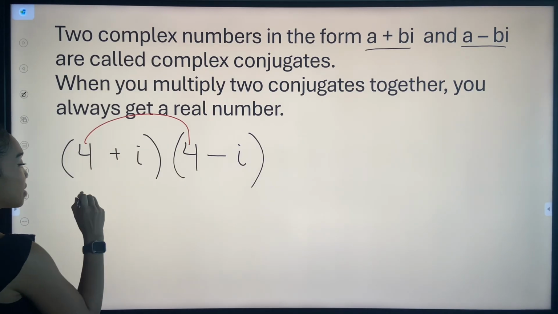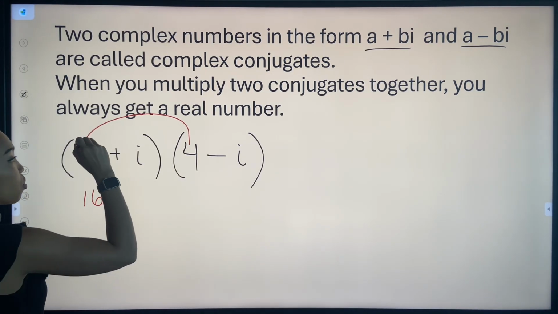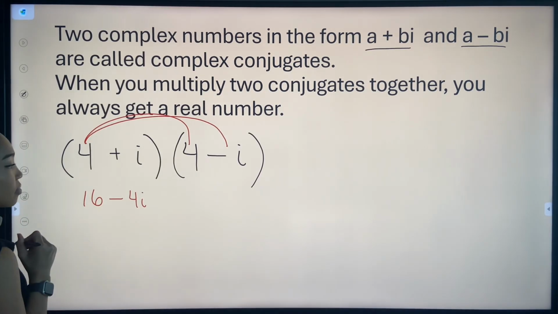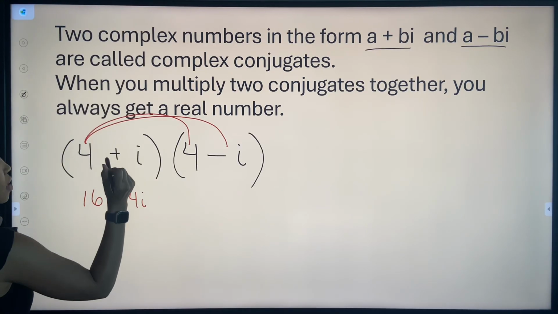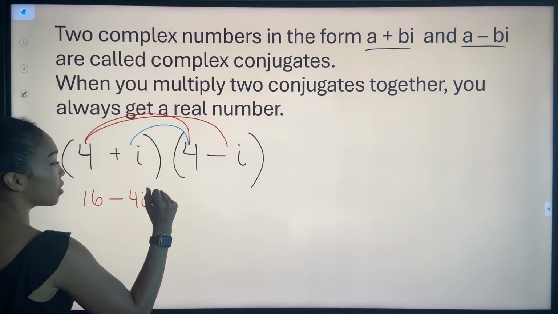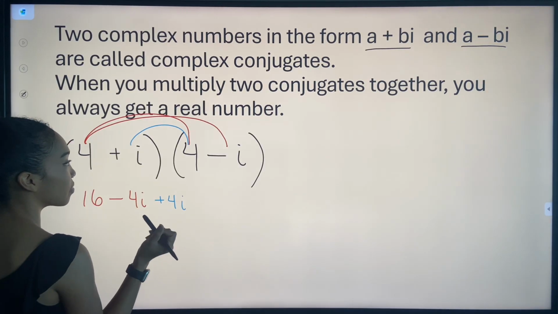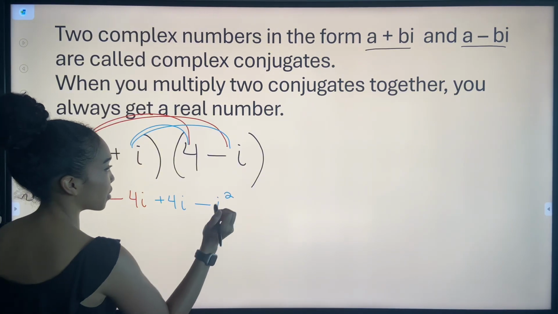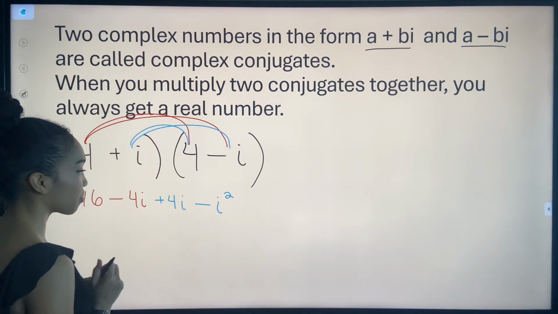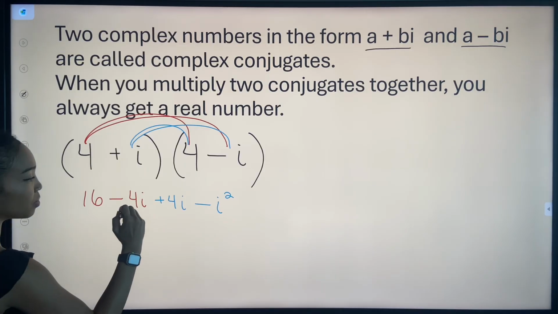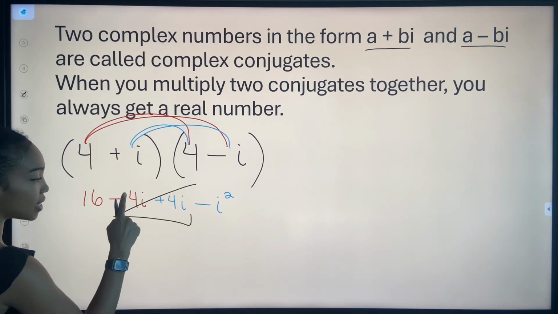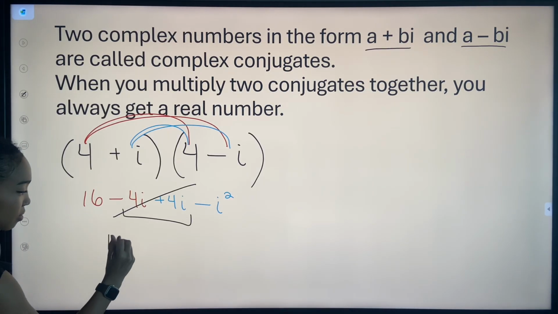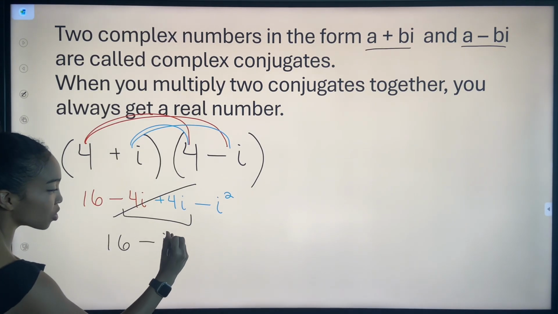4 times 4 is 16. 4 times a negative i is negative 4i. i times 4 is a positive 4i. i times a negative i is a negative i squared, because there's 2 of them, so it's squared. Notice that this middle term cancels out. Negative 4i plus 4i is 0. So I'm left with 16 minus i squared.